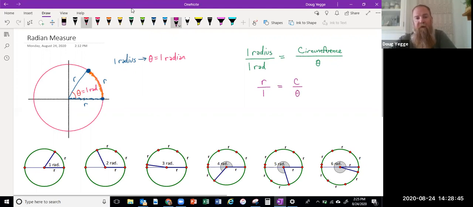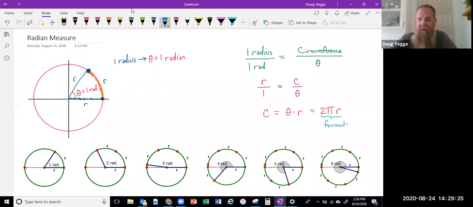Well, if we were to cross multiply, notice that this would tell us that the circumference times 1 is equal to theta times the radius. So remember, we're just trying to find out what angle, or how many radians, does a full rotation account for. Now you might remember that there is a formula here for the circumference of a circle. The circumference of a circle is 2 pi times the radius, right? That just comes from the circumference formula.